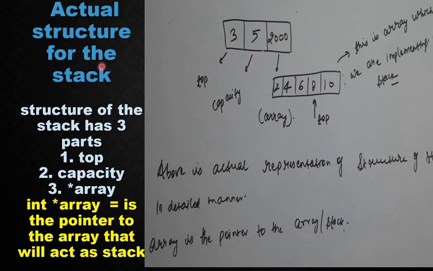So if you see, the actual structure goes like this. It has three parts. First is the top, which stores the index of the topmost element of the stack, right? Another is the capacity, which stores the size of the stack, and third is the pointer to the integer, this int star array. What that stores is the address of the array which is going to act like a stack. So this is the array, and the address of this array has been stored into this. So int star array is the pointer to the array that will act as a stack. I hope you have understood this part completely. So above is the actual representation of the stack, how it looks like.